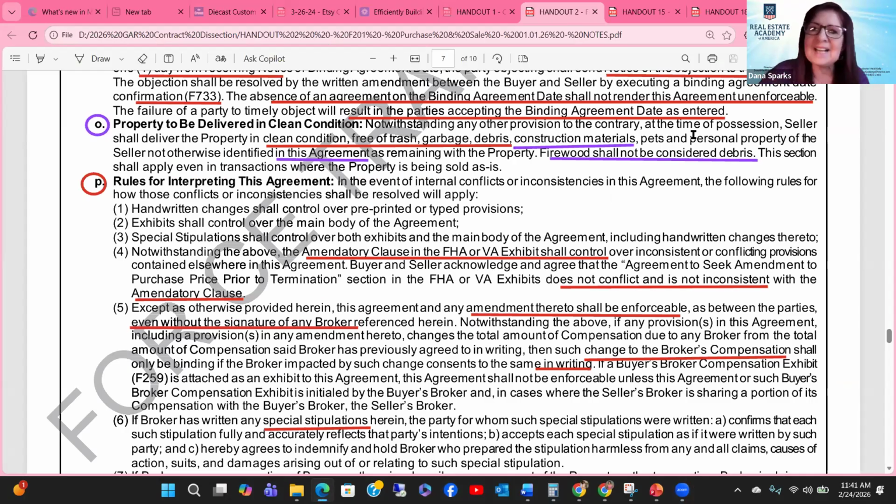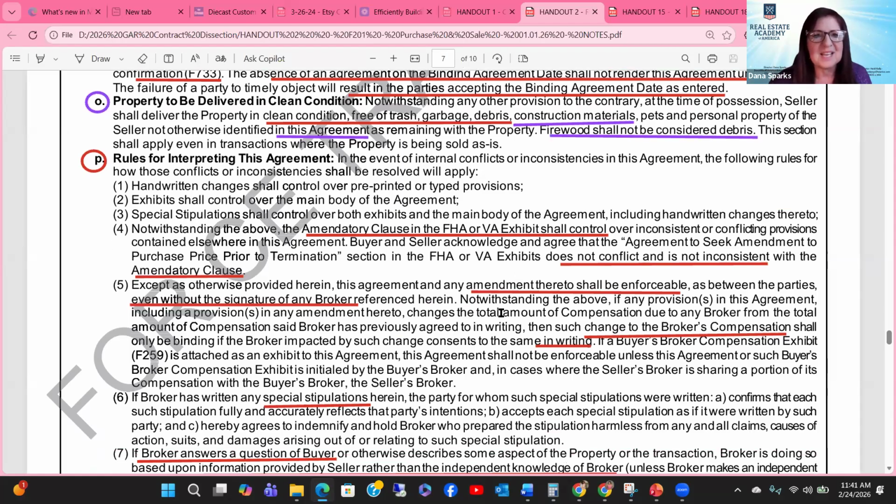In 2026, they added the part about construction materials, and firewood shall not be considered debris. Rules for interpreting this agreement. You guys all know this from pre-license. Handwritten controls over pre-printed or typed. Exhibits control over the purchase and sale. Special stipulations control over exhibits.